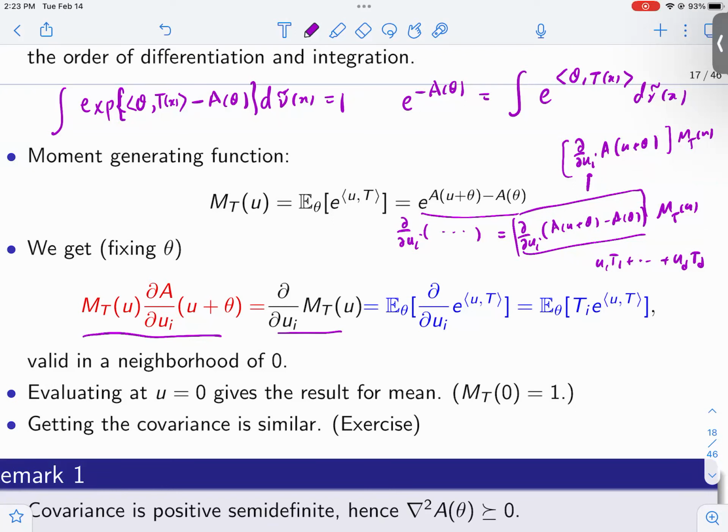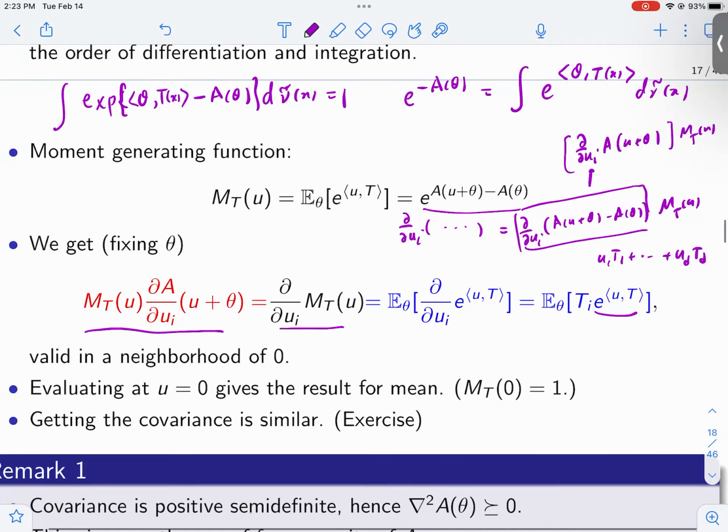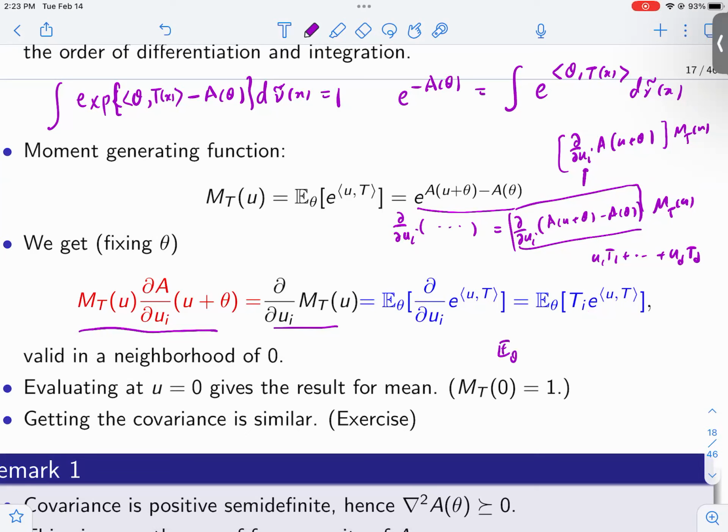This holds in the neighborhood of 0, in particular, it holds at 0. I set u equal to 0. When you set u equal to 0, this term is going to be 1. So this side turns out to be E_theta of T_i. The other side, when you set it equal to 0, you get the derivative evaluated at theta, so you get M_T(0). M_T(0) is simple. So what is M_T evaluated at 0? It's always 1, yeah.